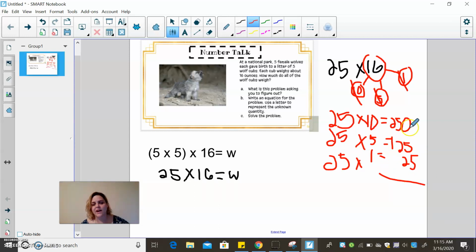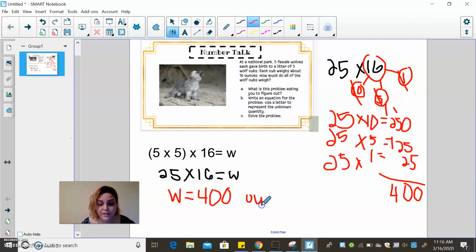Okay, and now I have to add all of my products together. I know 0 and 5 ones plus 5 ones is 10 ones, and I'm going to carry over this 10. So that's 10 plus 50 is 60, plus 20 is 80, plus another 20. All right, let's count that again. So 10 plus 50 is 60, plus 20 is 80, 80 plus, that's 100. So I'm going to carry over the 100. So now 100 plus 200 is 300, 400. So really all of the little wolf cubs weigh 400 ounces.